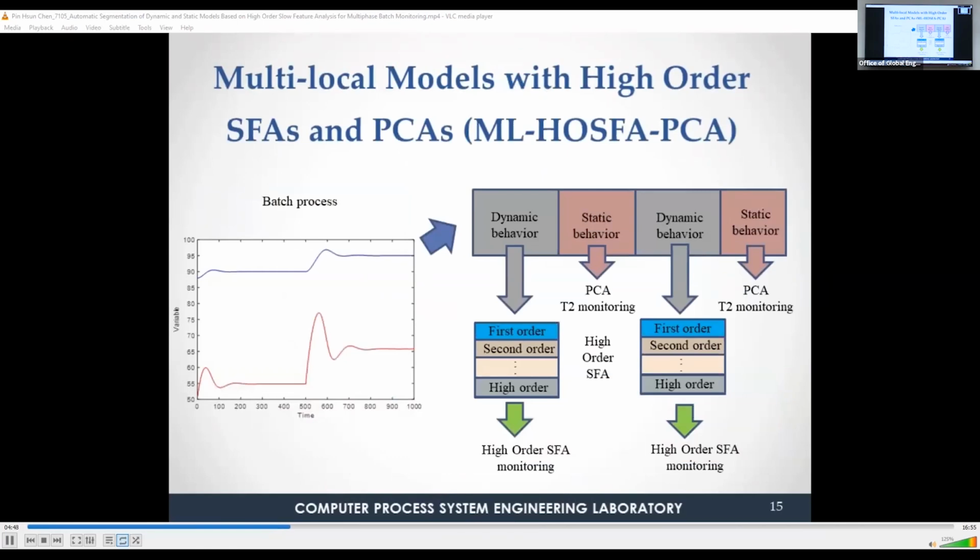I hope that the batch process can be automatically divided into dynamic parts and static parts. And the dynamic part is monitored by high-order SFA, and the static part is monitored by the PCA. First of all, I will introduce how I designed an objective function to automatically distinguish the dynamic part and the static part.